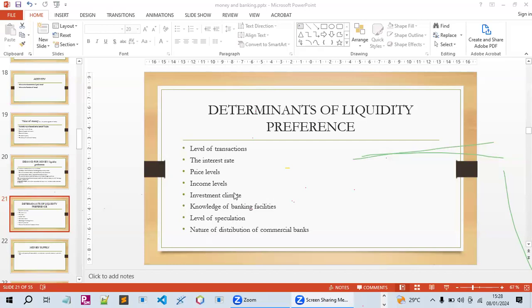If you have any other factor of liquidity preference, you can add it to the chart. Or any other question about these factors.